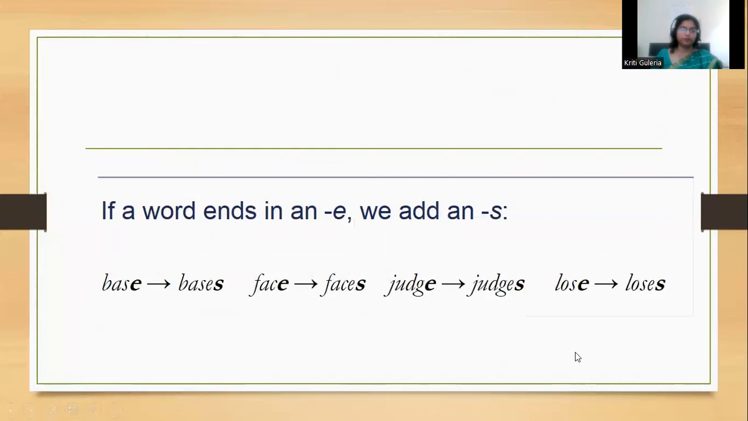Next, when we move on, if a word ends in an e, we have to add an s while making it plural. For example, base becomes bases. Just add s. Face becomes faces, just by adding one s. Judge, judges. Lose, loses. So any word ending in e, we have to add s to make it plural.